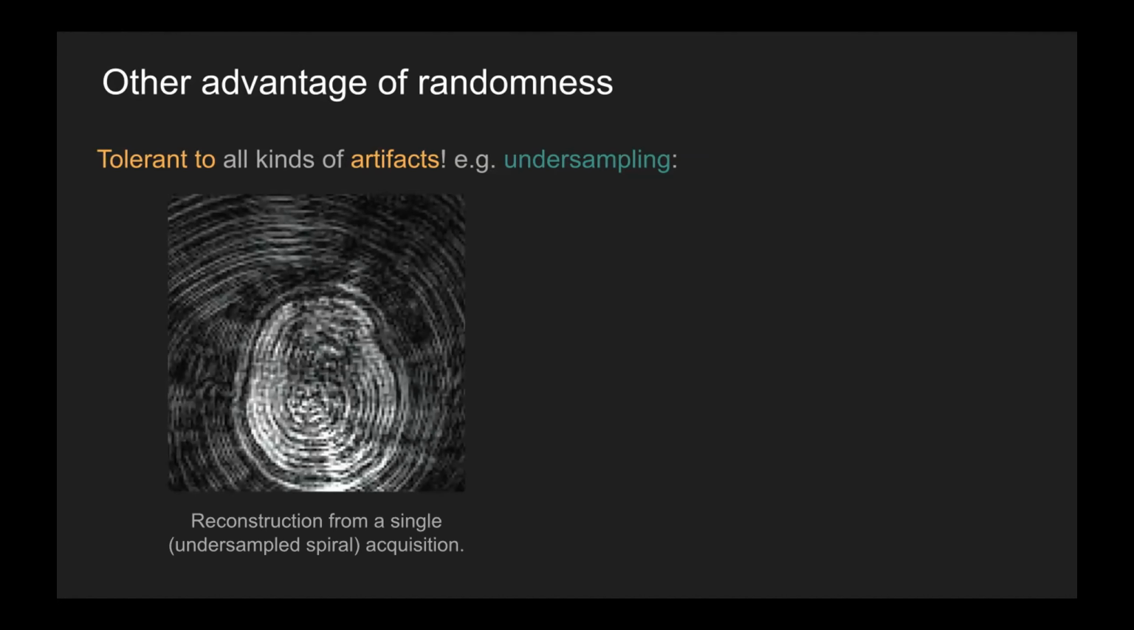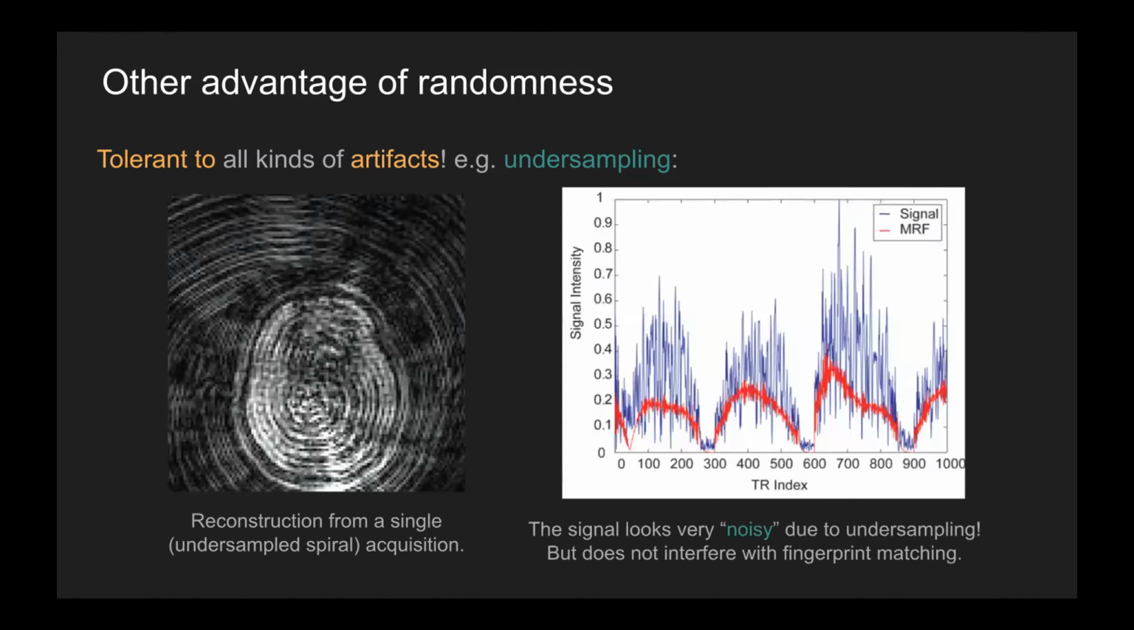So this is an undersampled spiral acquisition, and we see these very structured undersampling artifacts. But if we do the entire MRF acquisition and do a bunch of different sequences, in this case, there were 1,000 different sequences taken with different TR.